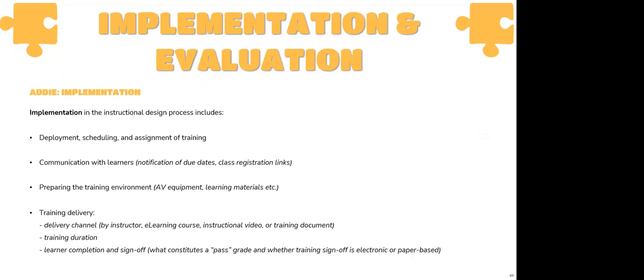So implementation in instructional design refers to deployment, scheduling, and assignment of training. We're talking about notifying learners of due dates and preparing our training. If it's classroom training, what kind of technical equipment do we need, and what learning materials do we need? The training delivery then specifies whether we need an instructor in the room, how long the training is going to be, and how we're going to sign off with learners.